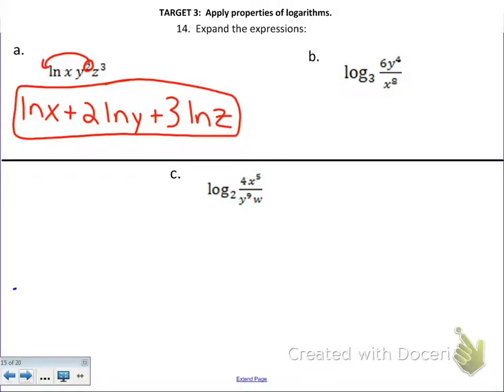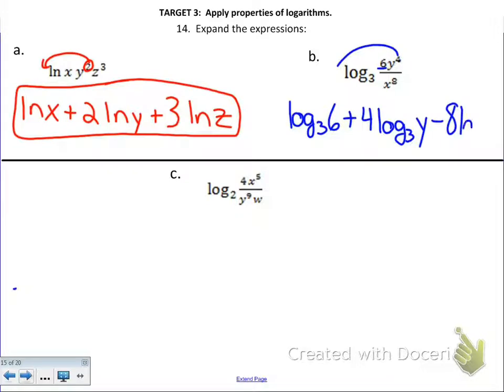Okay, next one. Got a whole lot of stuff going on here. We got exponents, we got multiplication, and we have division as well. So we have log base 3. And the first one we're going to do is this 6, so just 6. And then plus, because we're multiplying, we're going to bring this 4 out in front. So 4 log base 3 of y. And now because we're dividing, we're going to be doing minus 8 log base 3 of x. And that is our final answer.